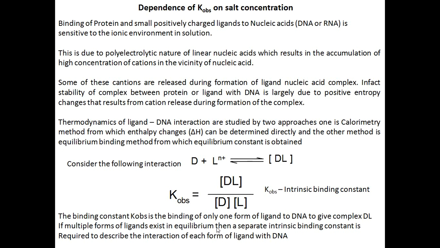But in case the ligand is able to bind to DNA in multiple forms, that is, it can interact through groove binding as well as intercalative, so it shows different types of binding. In that case, the total binding constant that you get is not called an intrinsic binding constant, because each form of binding, that is intercalative binding, will have a different intrinsic binding constant, and the groove binding form will have a different binding constant. So the actual obtained binding constant for the total DNA-ligand complex is called an apparent binding constant, because every ligand form which can exist in equilibrium gives a separate intrinsic binding constant. And this intrinsic binding constant describes the interaction of each form of ligand with DNA. So the total binding constant that you get is called an apparent binding constant.